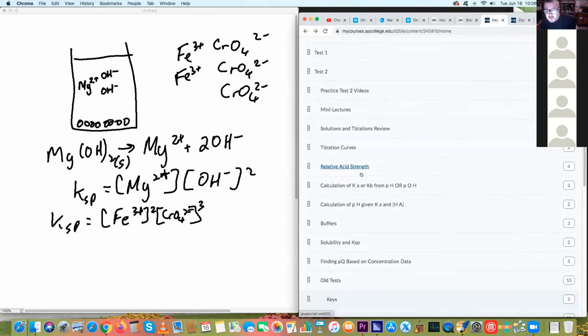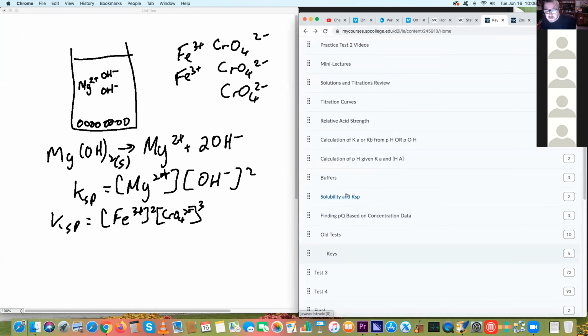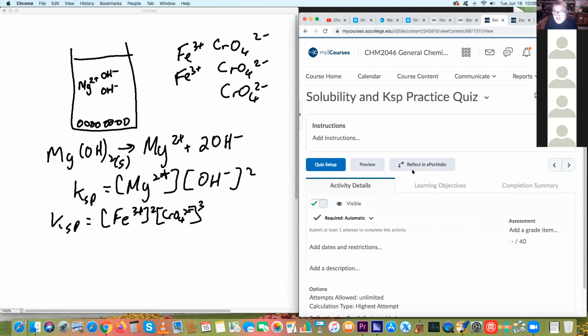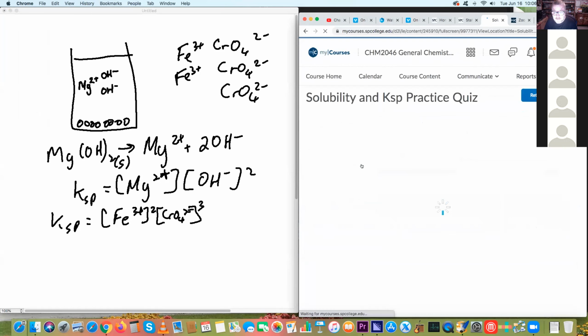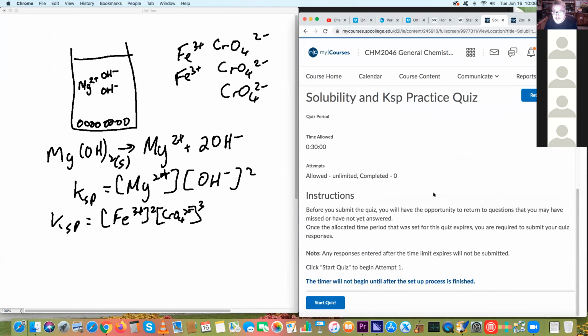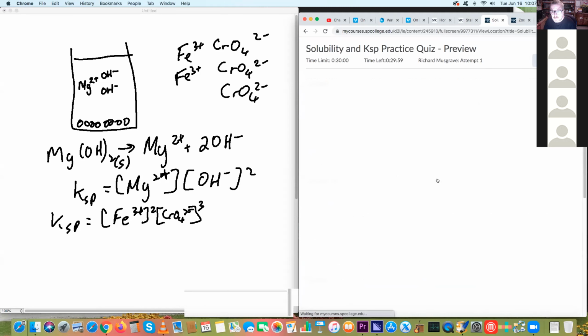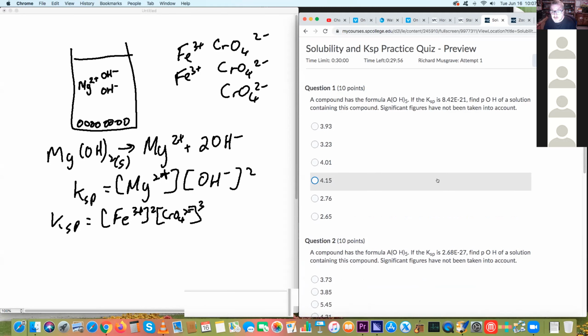Let's see, that'll be under solubility and Ksp. I'll do an example from the practice quiz here. Okay, so let's say we've got this one here. This is the AOH5.